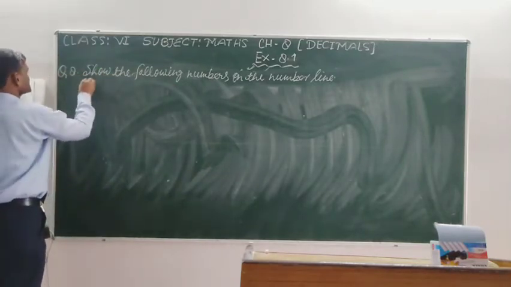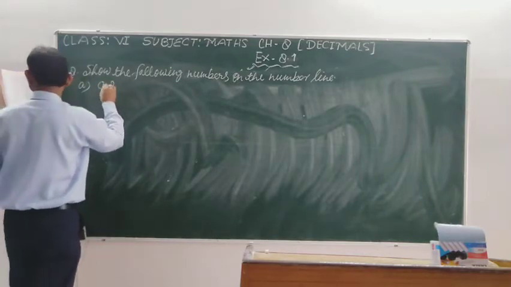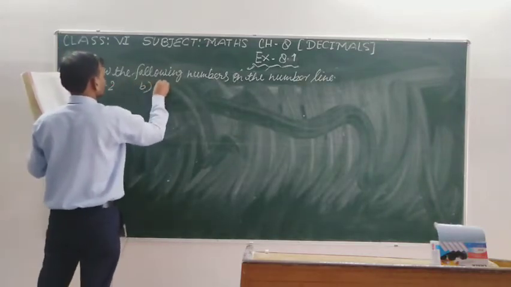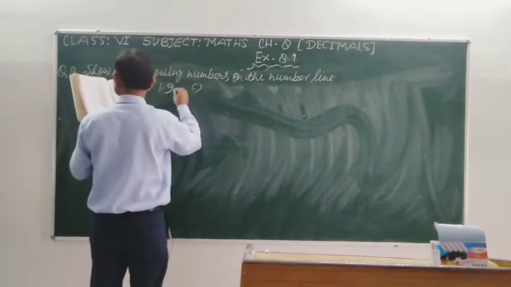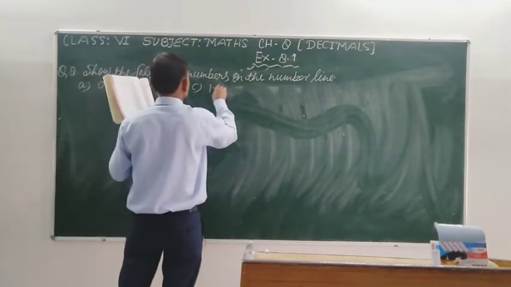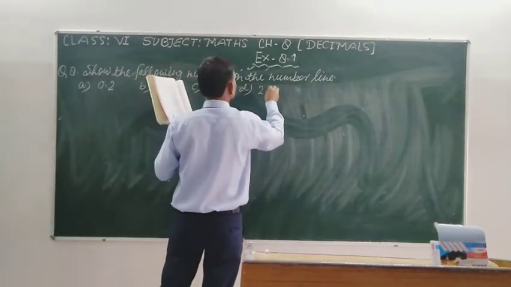A part is 0.2, B is 1.9, C part is 1.1 and D part is 2.5.